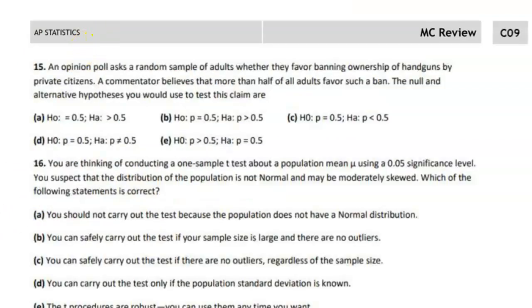Moving on to question number 15. So we're looking for whether people favor banning ownership of handguns. The commentator believes that more than half of all adults favor such a ban. So we're looking for more than half in the alternative hypothesis. Looks like we're missing some symbols here. Oh, I know why, because the computer writing program couldn't figure out what p hat is supposed to be. Well, this is supposed to be p hat, this is supposed to be p hat. Since p hat is not the parameter, we're going to cut that one right off. Looking at all the other ones, it looks like the parameters are correct. We're looking for more than half.